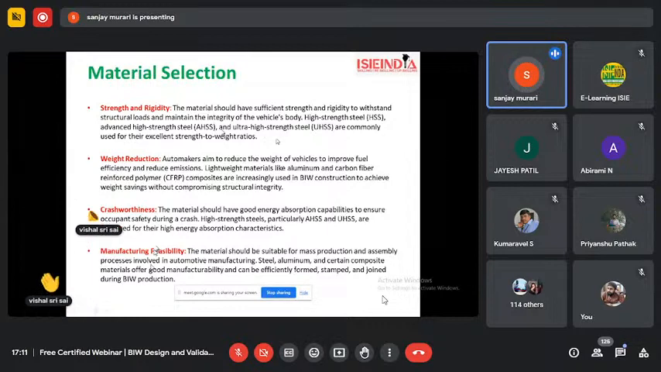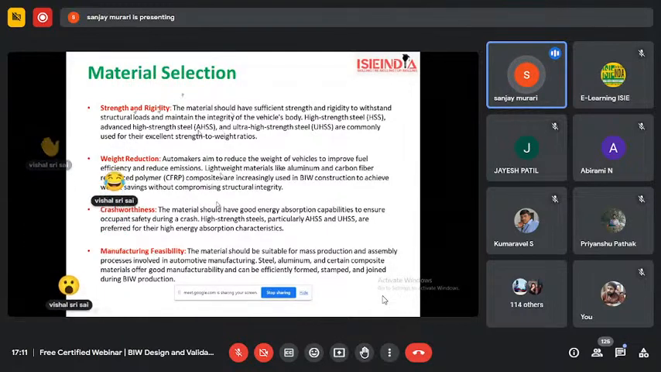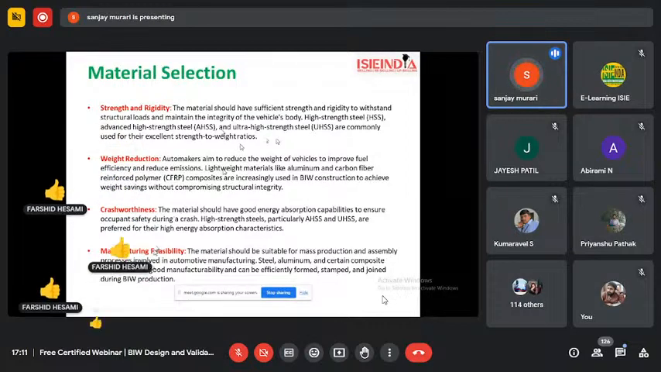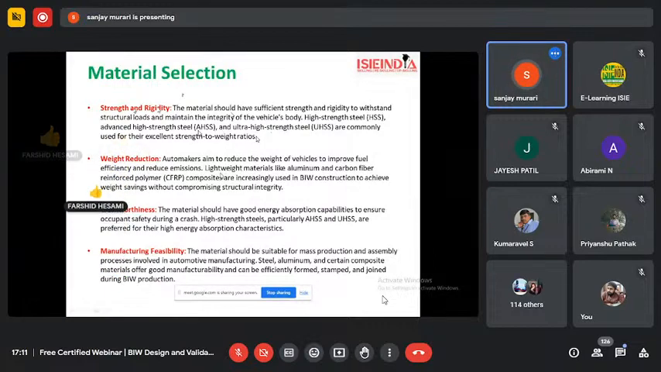We'll be seeing that when we see some of the videos related to the crash. At that time we'll get to know which components or parts should have good strength and which parts should have low strength. As I said earlier, to have good efficiency we should have less weight, so weight reduction is also one of the main parameters while selecting the materials.